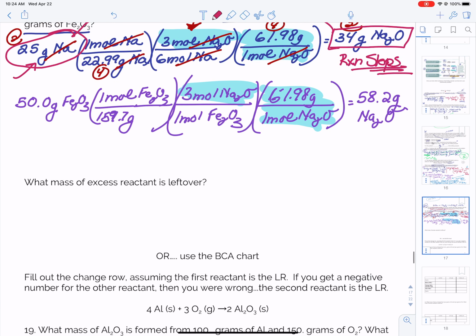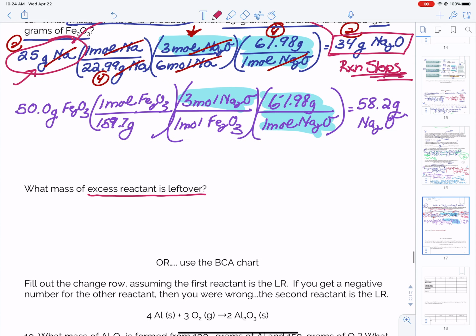Okay, so what mass of excess reactant is left over? The first thing you need to do is figure out what the excess reactant is. In the last problem, I just figured out that sodium was the limiting reactant. So that means the other reactant, the 50 grams of Fe2O3, must be the one that's left over. So I'm going to do start minus used equals excess. Leftover means the same thing as excess. How much did I start with? I started with 50.0 grams of Fe2O3.